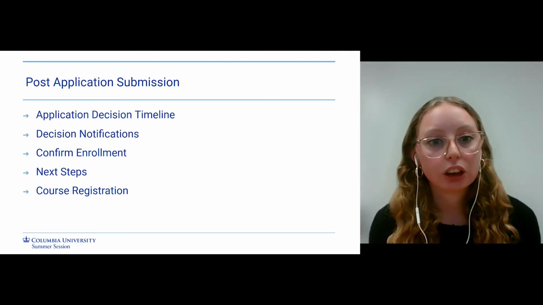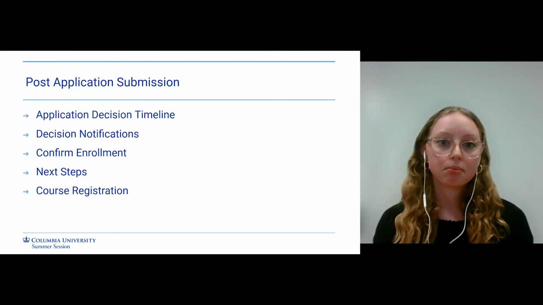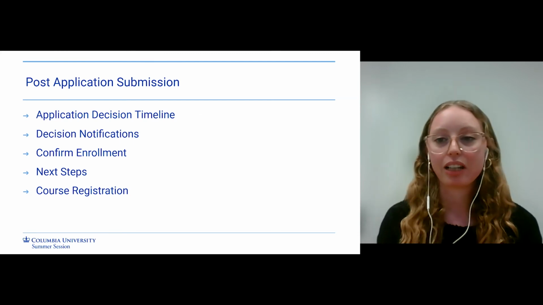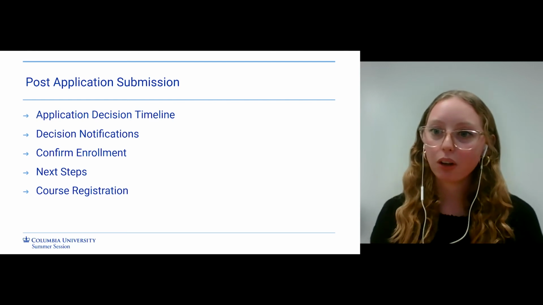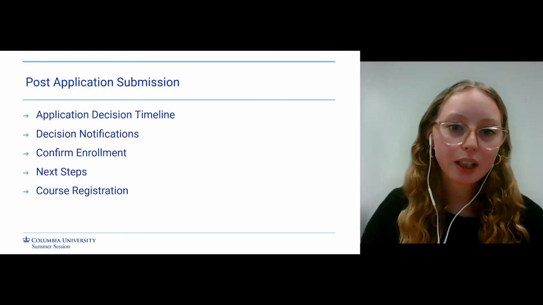Next steps about registration will be emailed to all committed students, and that process has begun for students who are already registered and committed.